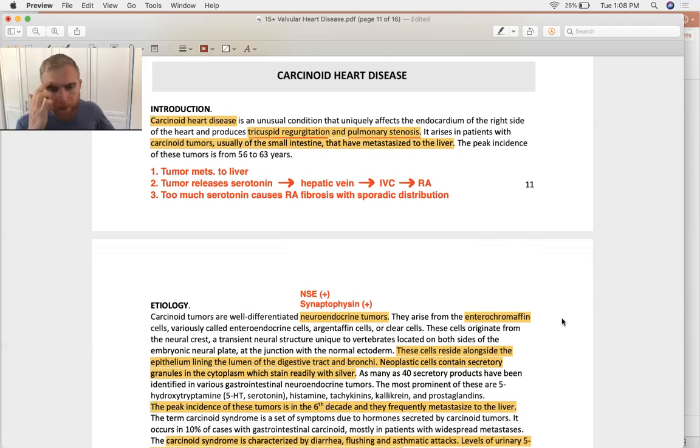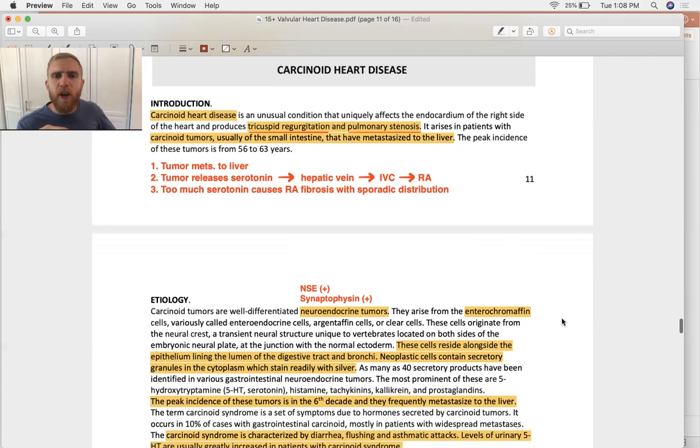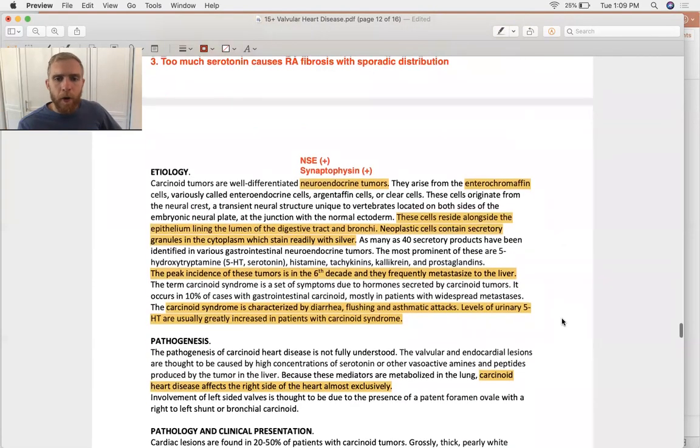And so a big point to note is that this doesn't affect the left side of your heart at all. Why is that? Well, it's because your lungs have a very good blood system with a whole lot of macrophages, and the cells of your lungs will be able to filter and pull out all of the metabolites produced by this tumor from your bloodstream. So by the time the blood gets back to the left side of your heart, all that serotonin is no longer in your blood. So it starts with a neuroendocrine tumor.